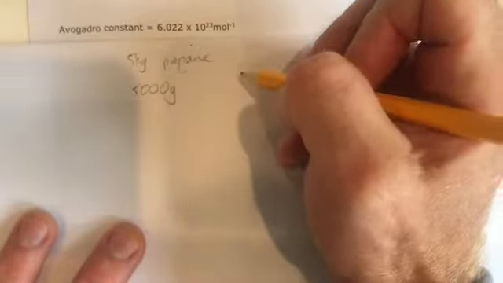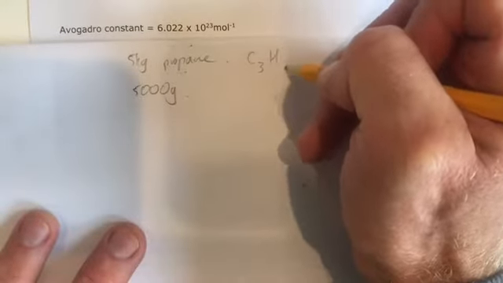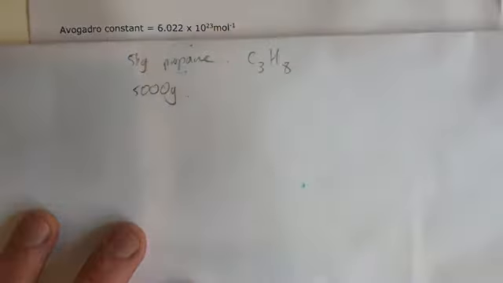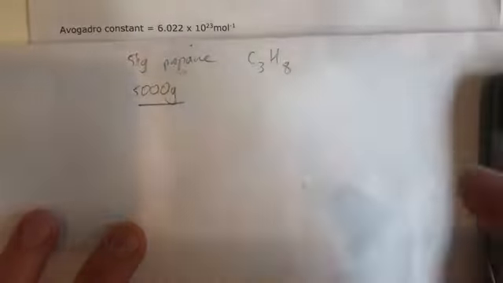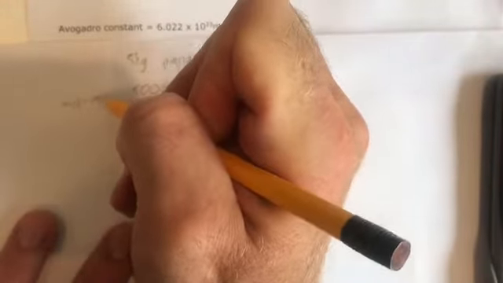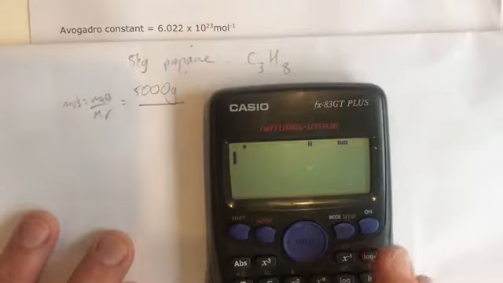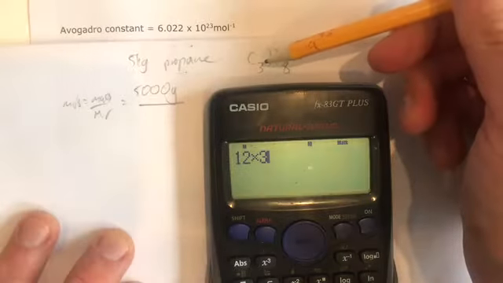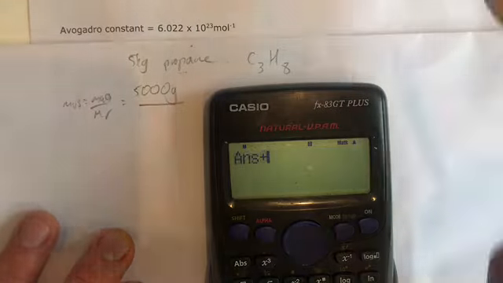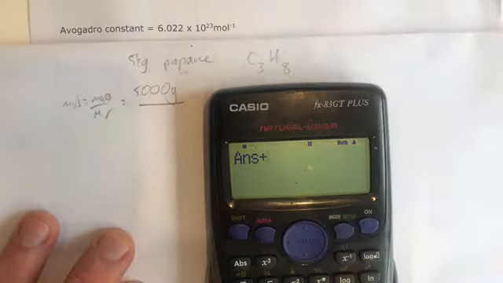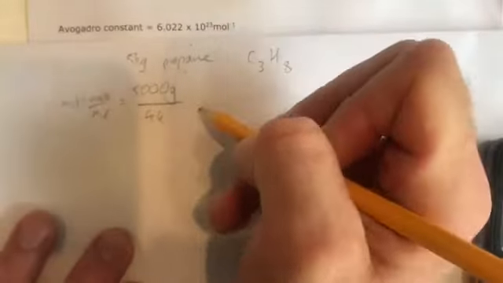Oh no. Prop, so meth, eth, prop, bute. Prop is C3. Double it, add 2, H8. Right, so therefore the Mr of propane, which is obviously what you've got to divide that by, because moles equals mass over Mr. So it's 5,000 divided by, what did I just say that was? 12 times 3, because the relative mass of carbon is 12, plus the relative mass of hydrogen is 1, so 8 times 1, which gives 44. So you've got to do 5,000 divided by 44.